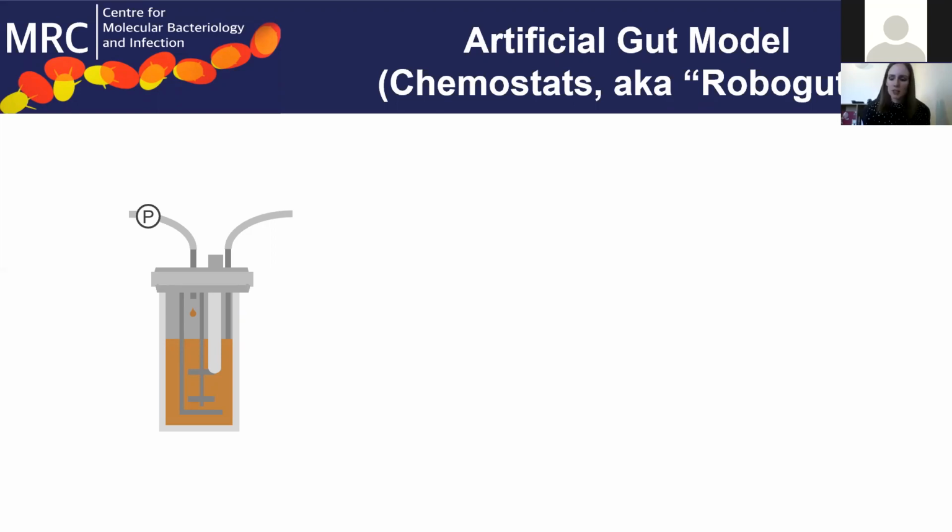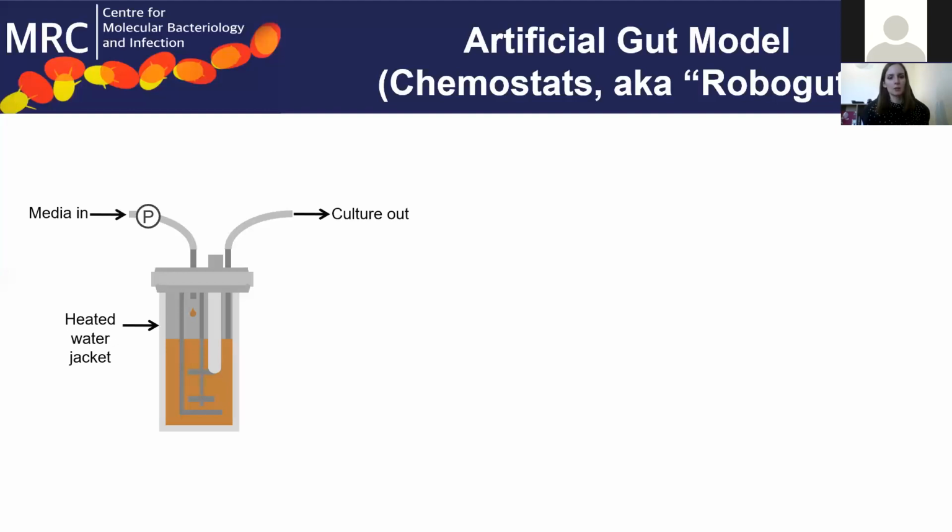What these are, I have a little diagram over here. Basically, these are glass vessels that have a growth medium that mimics your gut, and then we inoculate it with a fecal sample. So we're culturing the gut microbiota together as a microbial community, but outside of the host. We feed it with this growth medium that acts as the food for our gut community, and then we remove culture at a rate that mimics the transit time through the gut.